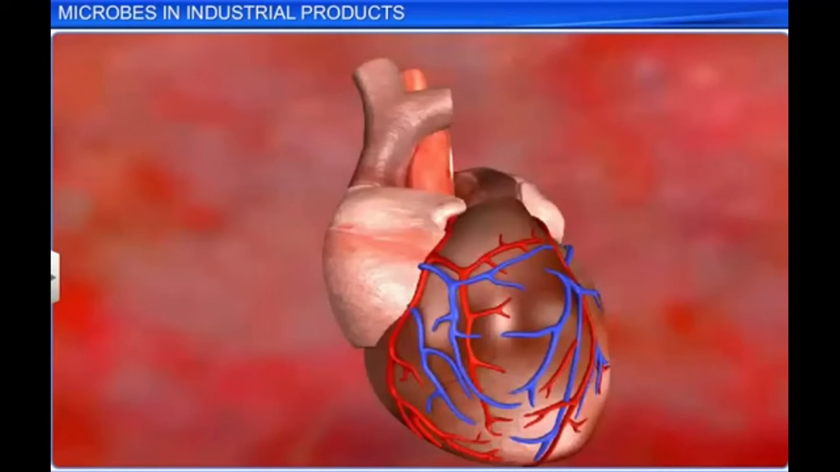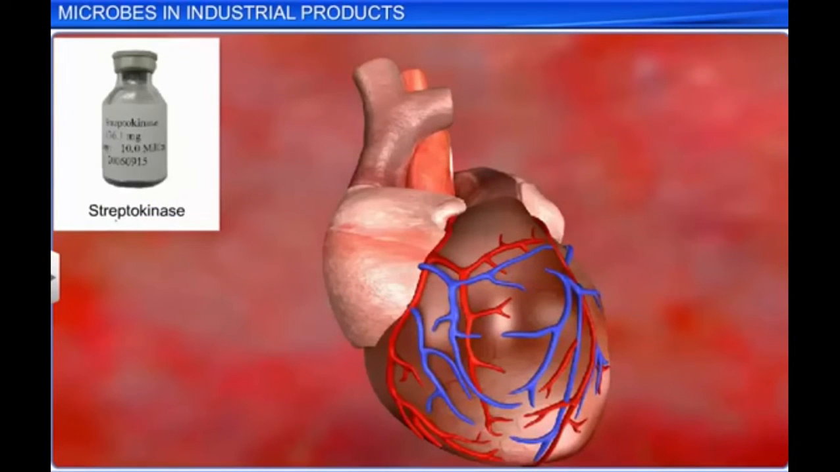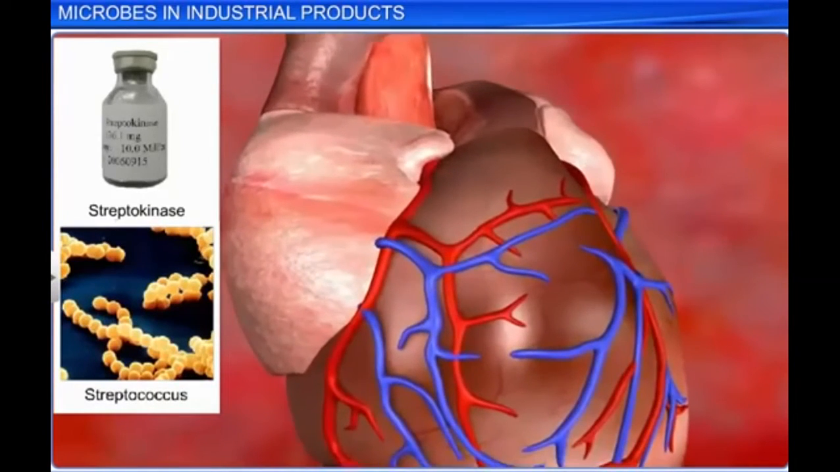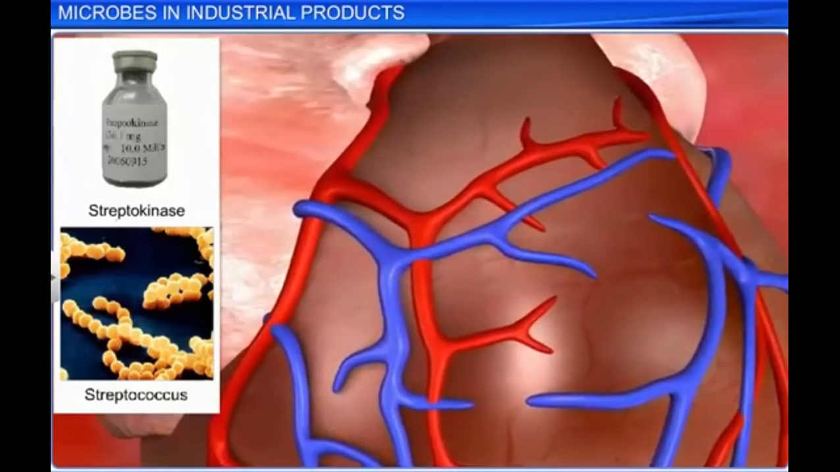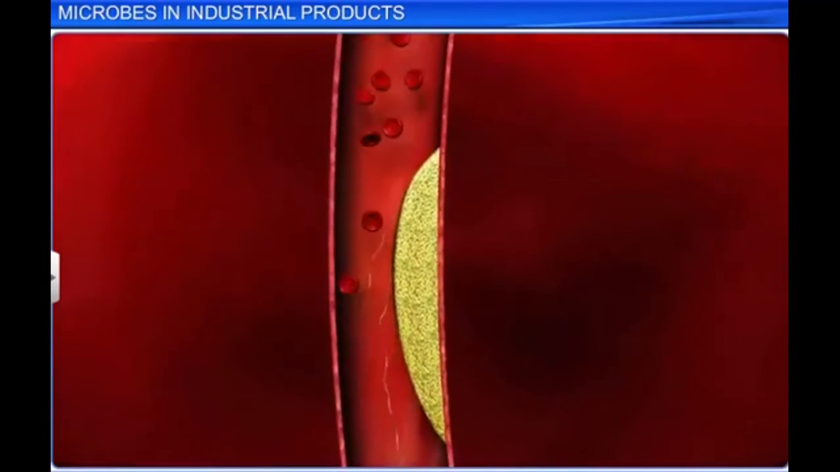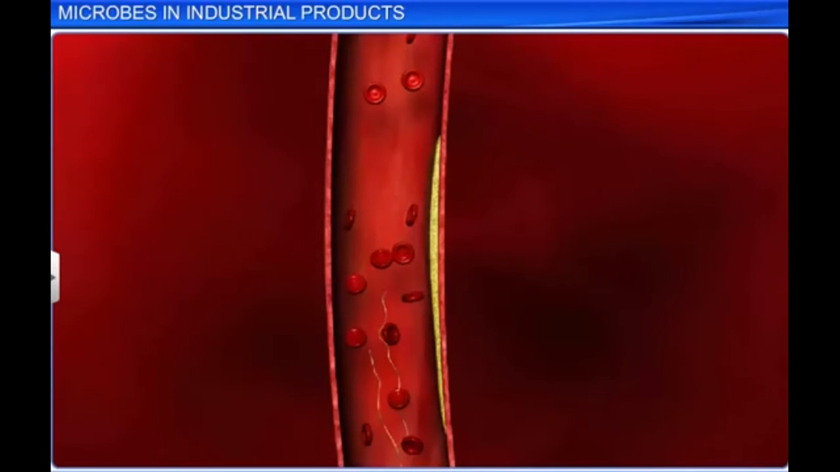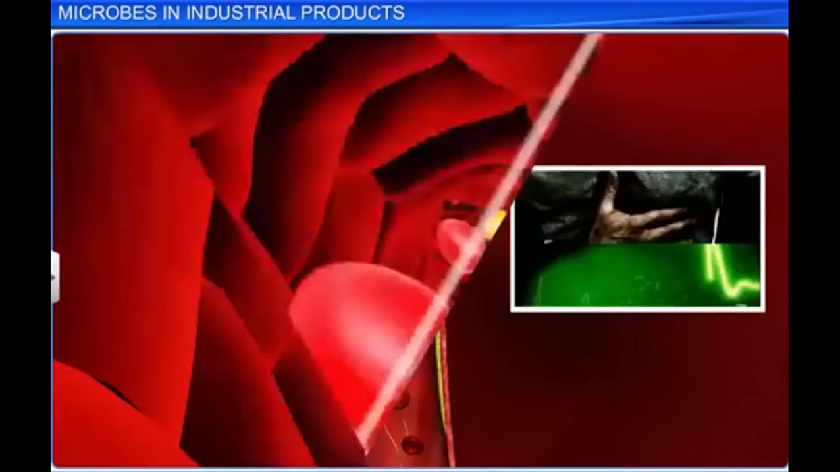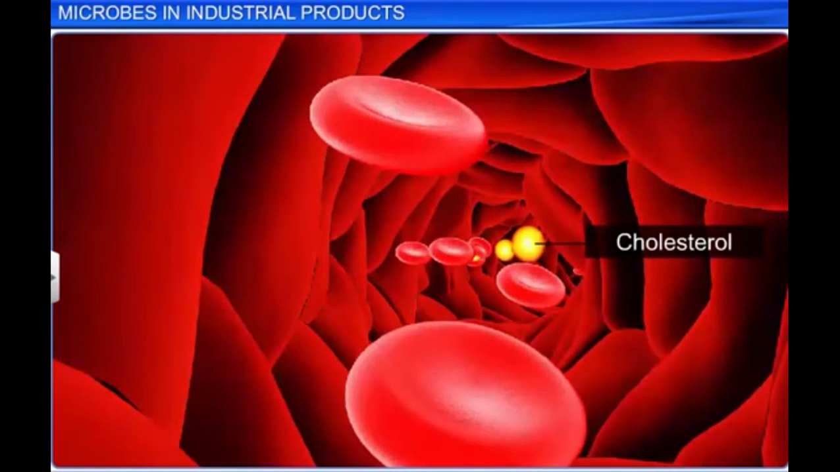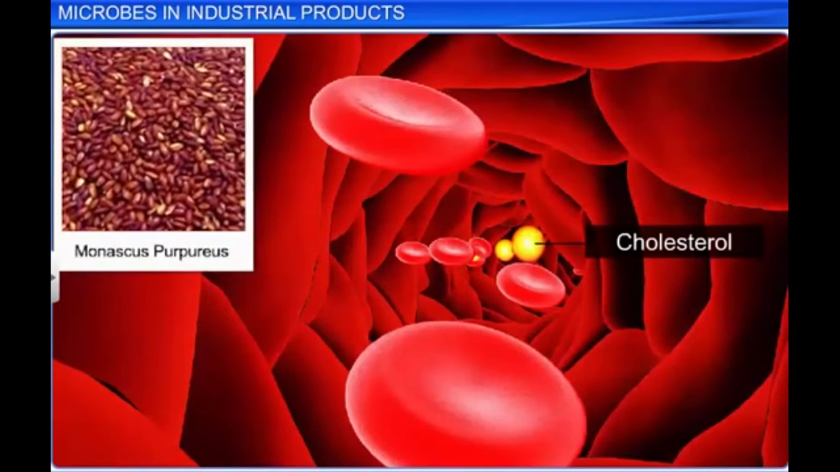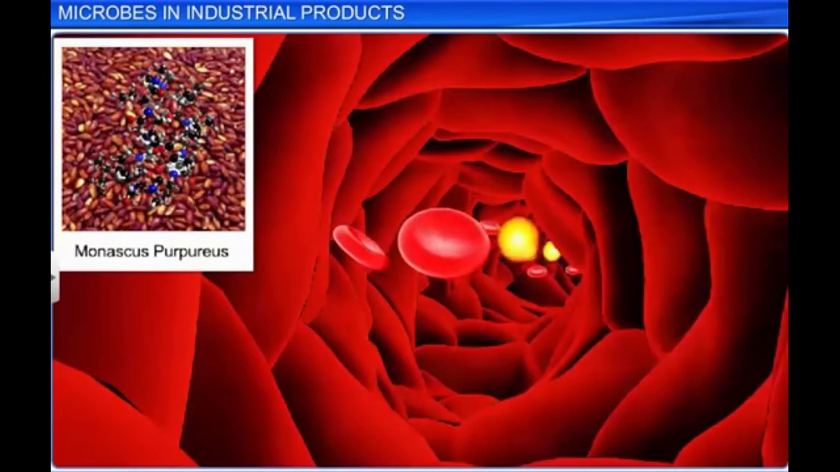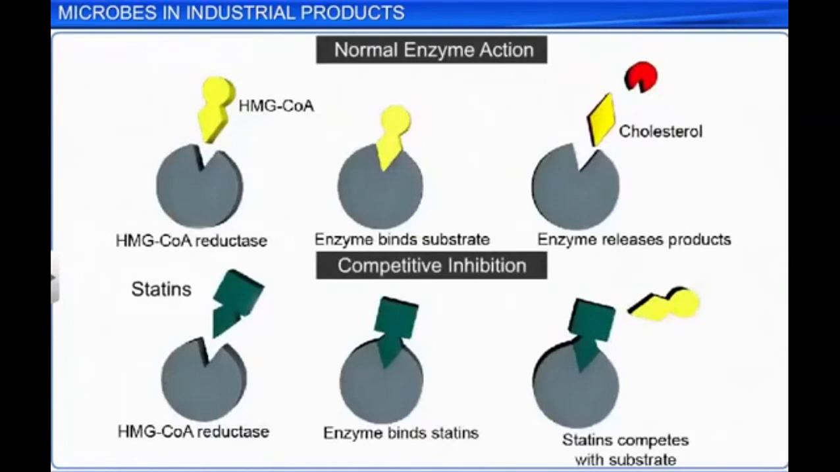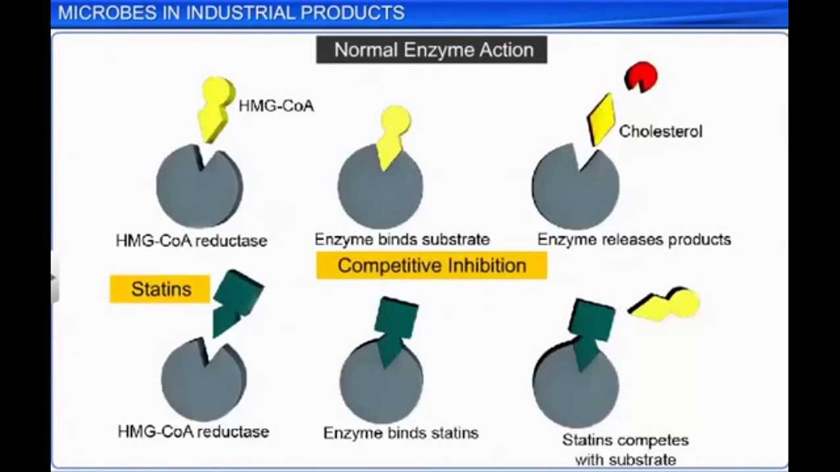Another enzyme, streptokinase, which is produced by the bacteria Streptococcus, is genetically engineered to act as a clot buster. It is used to remove clots from blood vessels in patients suffering from myocardial infarction, commonly known as a heart attack. Furthermore, statins produced by the yeast Monascus purpureus are used as blood cholesterol-lowering agents. They work by competitively inhibiting the enzyme that produces cholesterol in the liver.